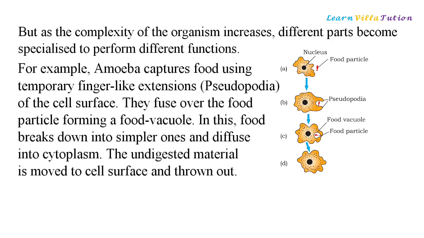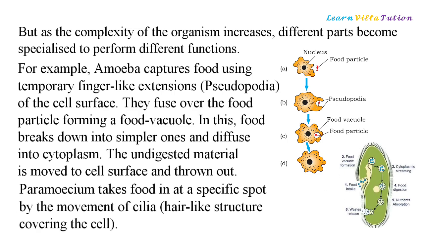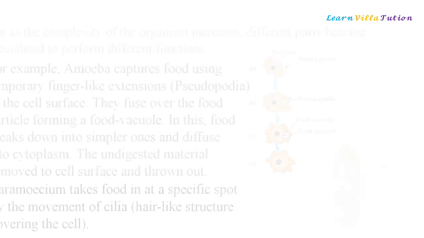For example, amoeba captures food using temporary finger-like extensions of the cell surface, called pseudopodia. They fuse over the food particle, forming a food vacuole. In this, food breaks down into simpler substances and diffuses into the cytoplasm. The undigested material is moved to the cell surface and thrown out. Paramecium takes food in at a specific spot by the movement of cilia, hair-like structures covering the cell.